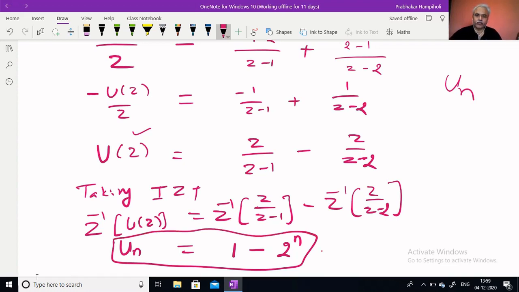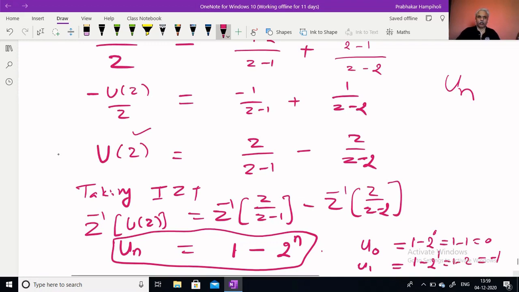Now how do you check this? If you put n equal to 0, you will get u naught. U naught equals 1 minus 2 raised to 0. 1 minus 2 raised to 0 means 1 minus 1, which means 0. So u naught is matching. If you put n equal to 1, you will get u1. 1 minus 2 raised to 1 means 1 minus 2 equal to minus 1. So you will get back the values of u naught and u1 using the system.